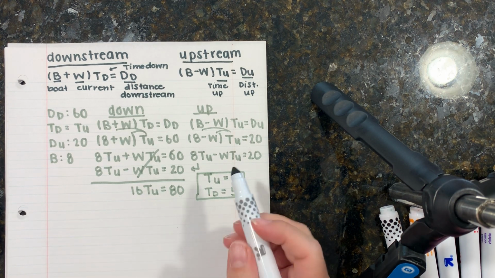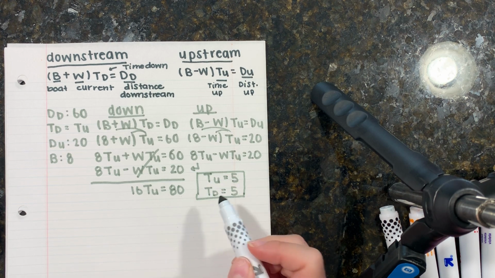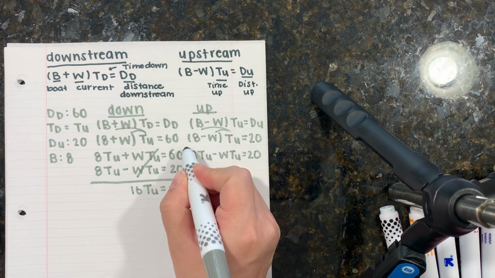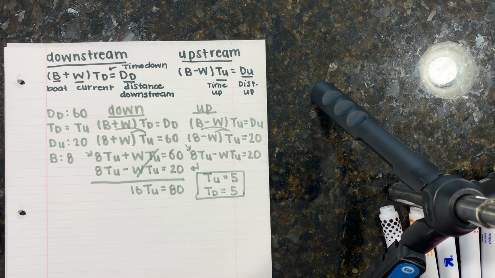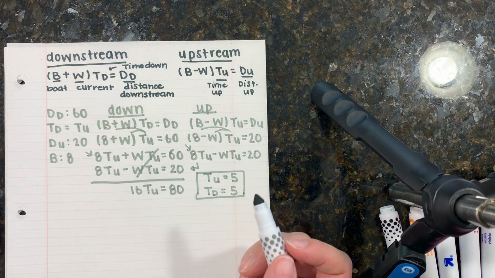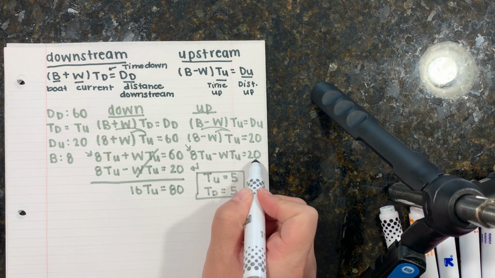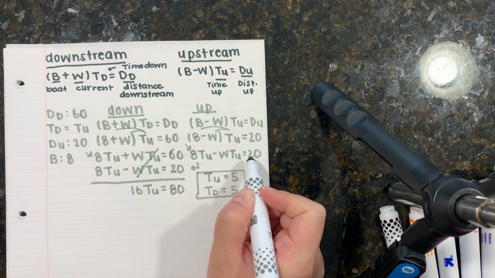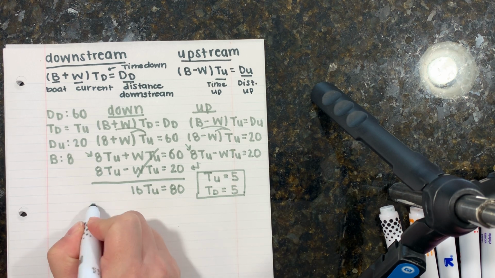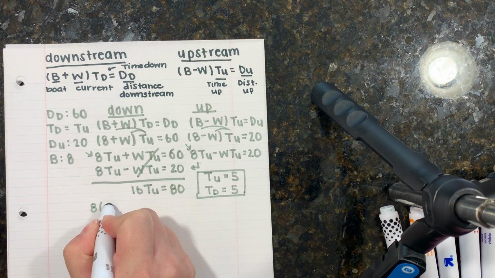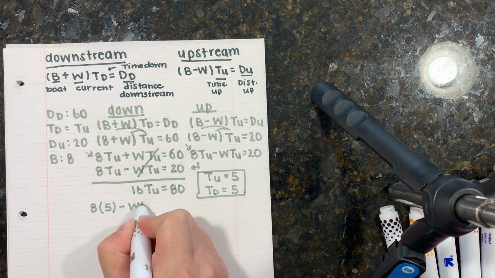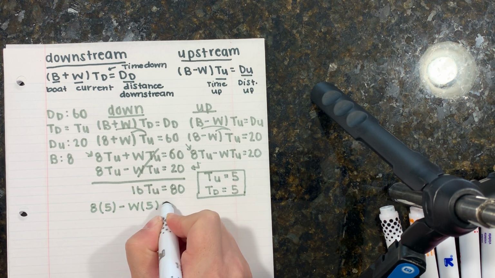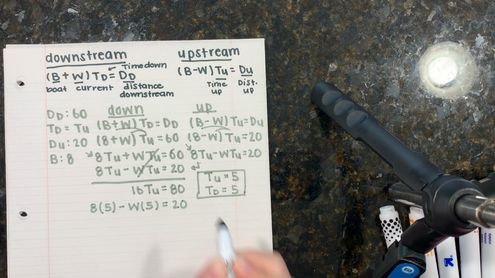So what you need to do is plug one of these back into either this equation here or this equation here so that we can solve for W. If I look at this equation, I'm going to plug it into this right-hand equation. It says 8 times TU, so 8 times TU is 5 minus W times 5 equals 20.